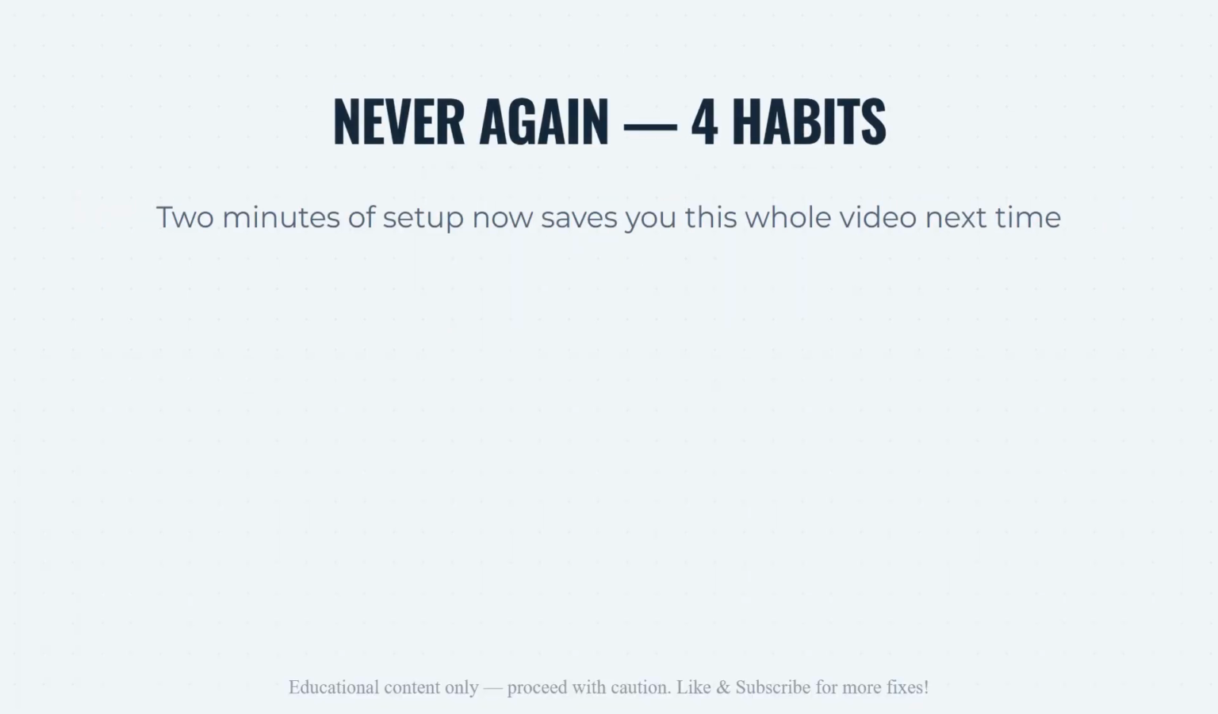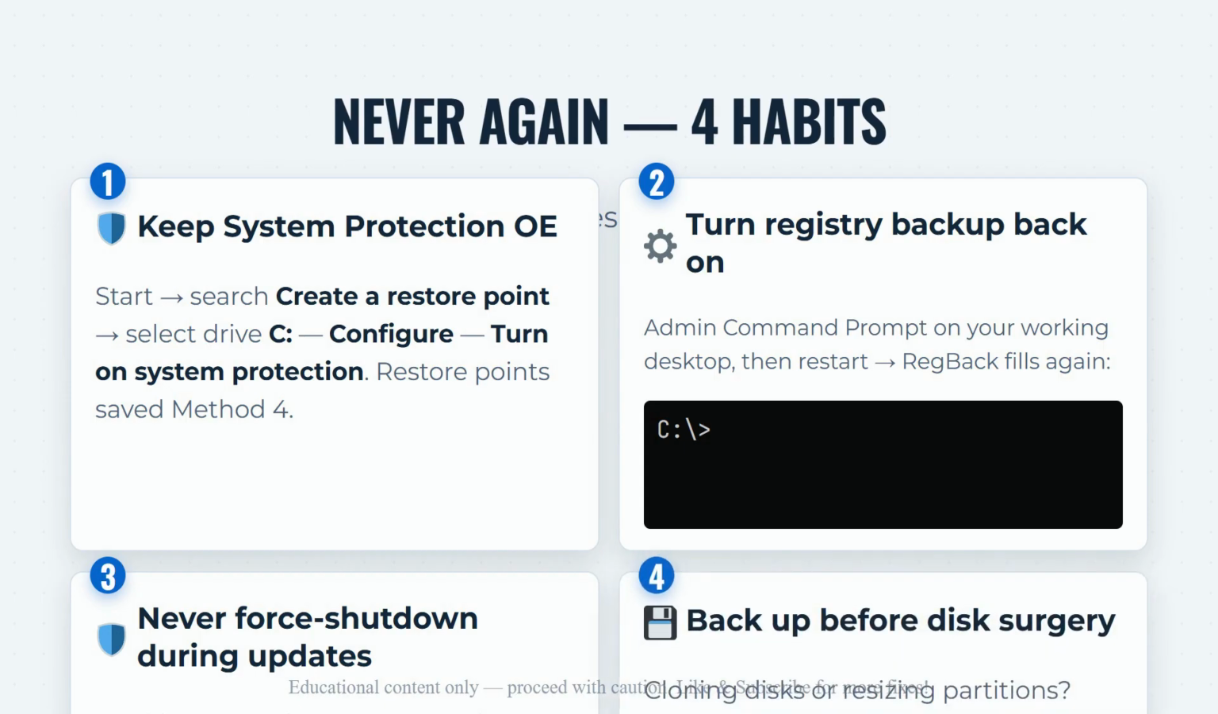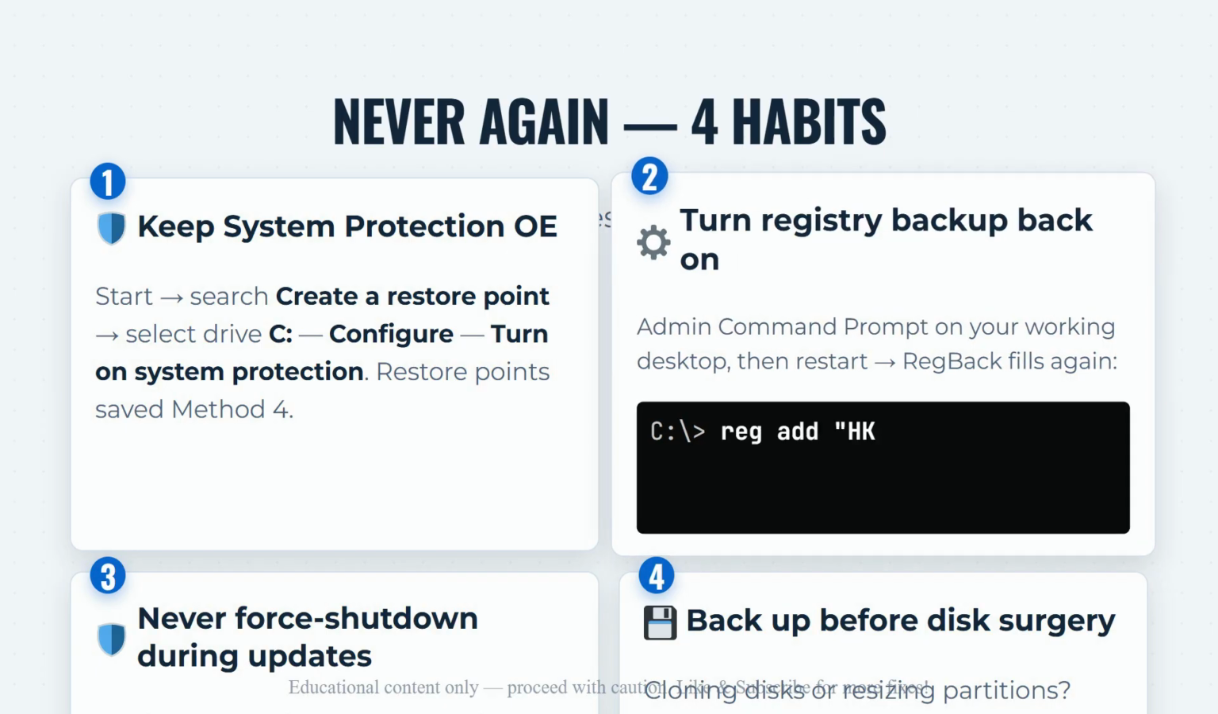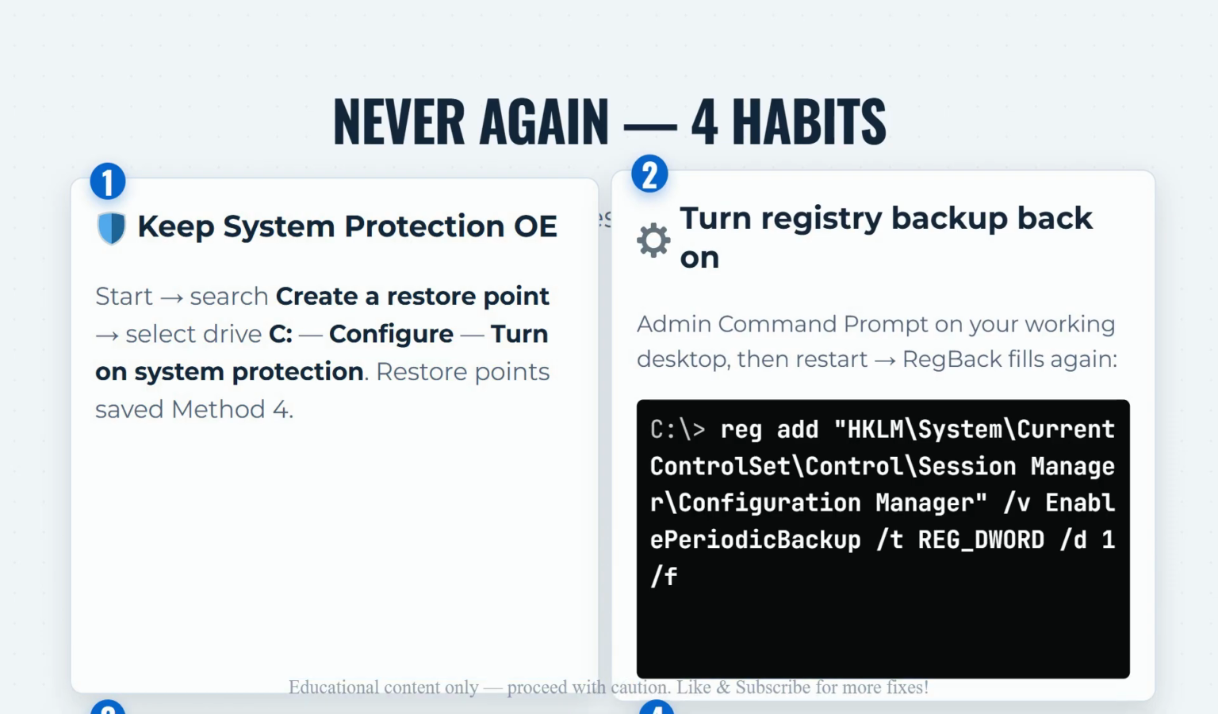4 habits so this never happens again. 1. Keep system protection on, so restore points exist when you need them. 2. Turn the registry backup on. In an admin command prompt on your working desktop, add the enable periodic backup value shown on screen, then restart. From then on, Windows fills RegBack again.